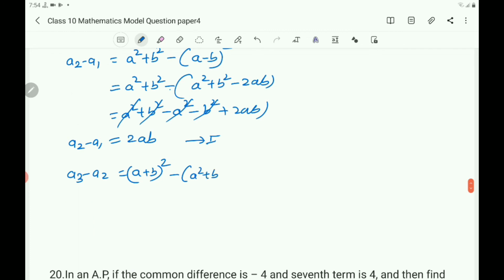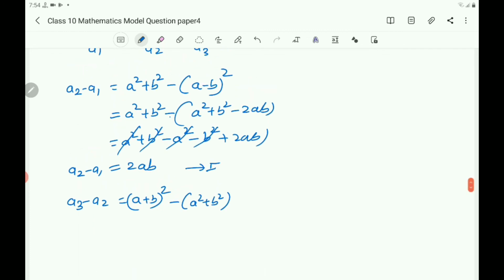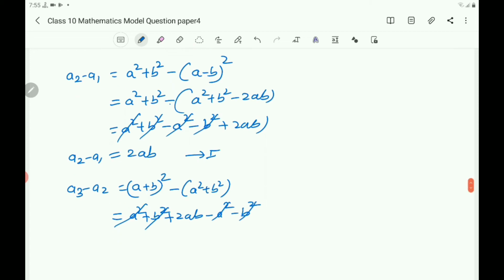A square plus b square. Then you write the expansion of (a plus b) the whole square. What is the expansion of (a plus b) the whole square? That is a square plus b square plus 2ab, and you open the bracket, that becomes minus a square minus b square. Here also a square minus a square cancels, b square minus b square cancels. Then you will get a3 minus a1 equals 2ab. So this is the second.